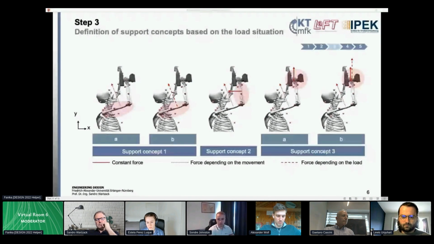Support concept 1 applies a force to the upper arm, which could be dependent on the movement or on the load. Support concept 2 adds a constant force to the forearm. And support concept 3 adds a constant force or a load-dependent force to the hand. The potential impact of the support concepts can subsequently be analyzed using musculoskeletal simulation in the next step.